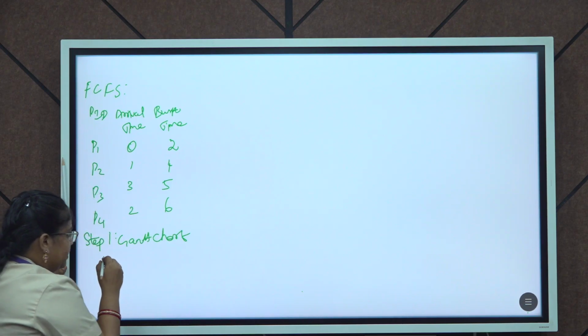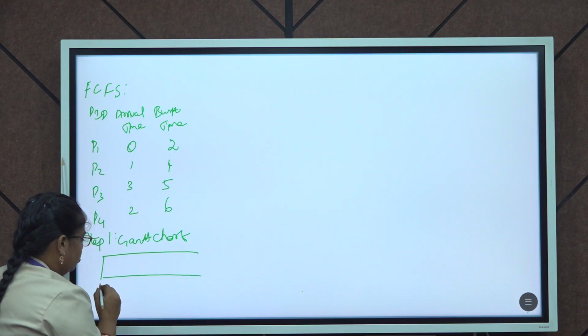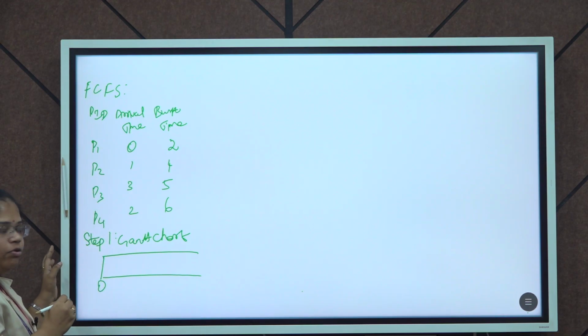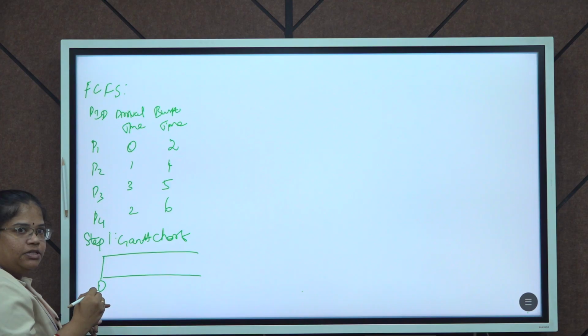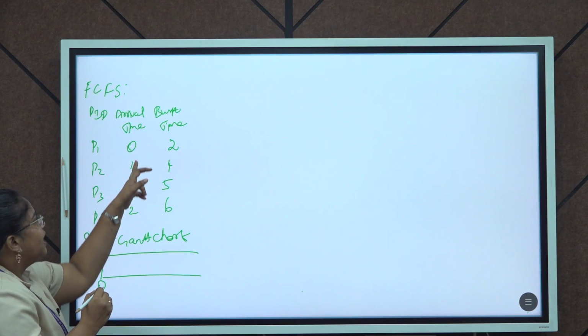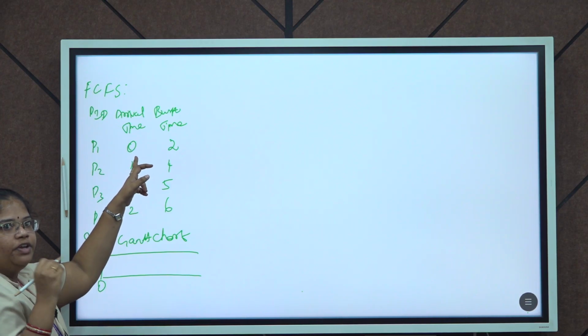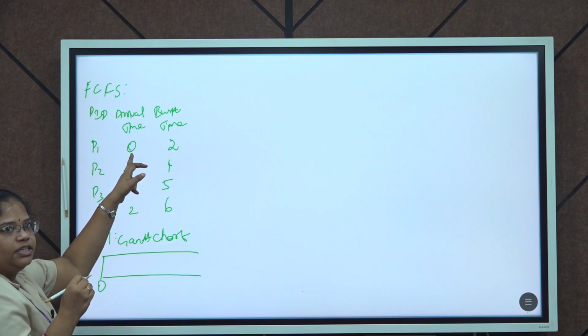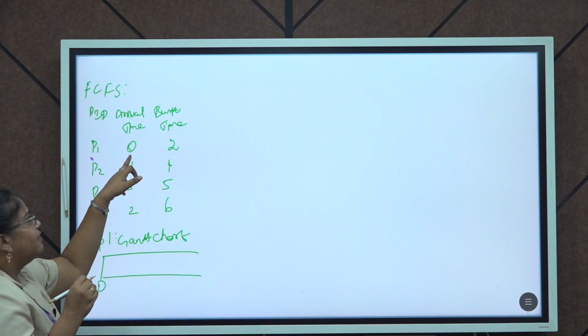Okay, so it starts from 0. 0 is called the arrival time. So arrival time starting from 0. Which process is starting arrival time from 0? We identify which one is starting at arrival 0. The P1 process has an arrival time of 0.